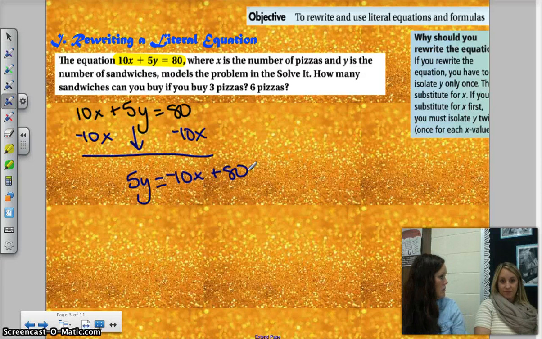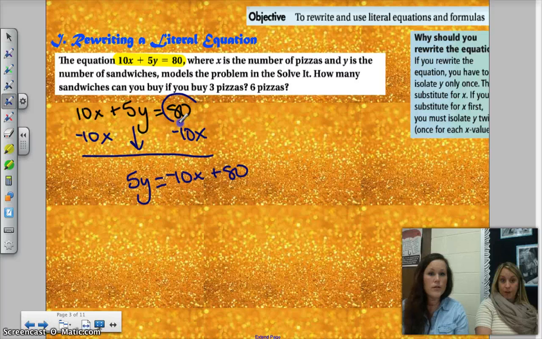Why is it plus 80? Well, because 80 has no sign in front of it, which tells me that it's positive.